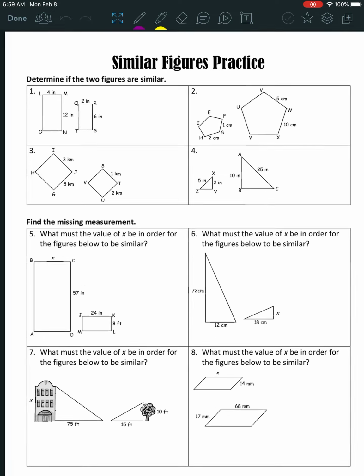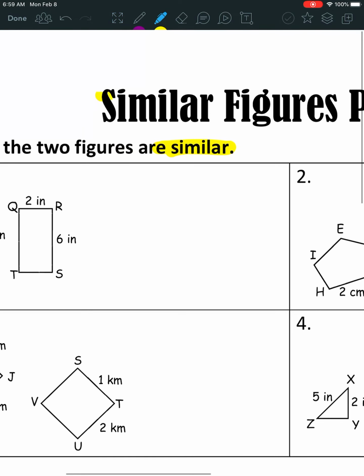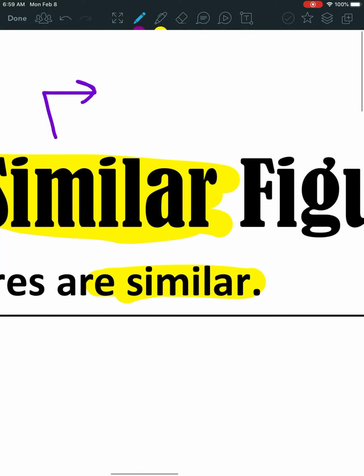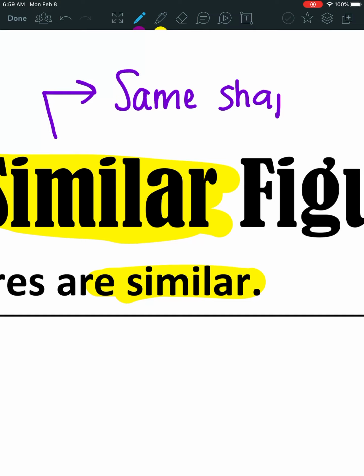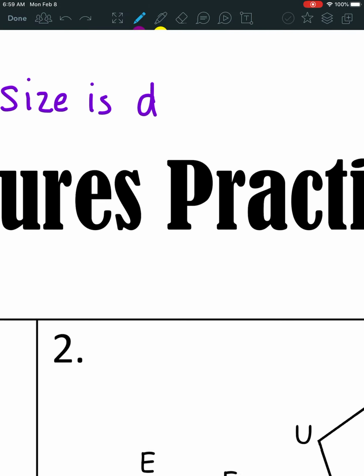So we're first going to decide, if we are given two shapes, are these two shapes similar or not? The word similar, I want you to write down a definition here. Similar means that they're the exact same shape, however their size is different. So it's same shape, size is different, and what ends up happening is the side lengths in the shape are proportional.